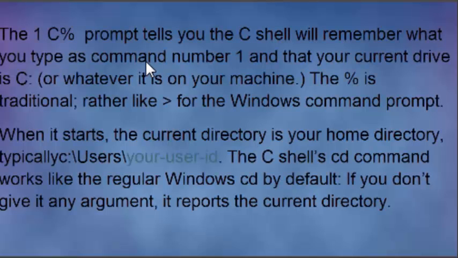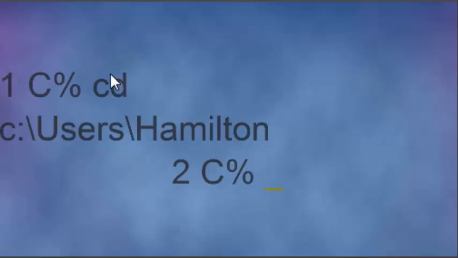The 1% of the C prompt tells you the C shell will remember what you type as command number 1, and that's your current drive. When it starts, the current directory is the home directory. Typically, this is what you have read. It reports the current directory. By typing this, it will report your current directory.